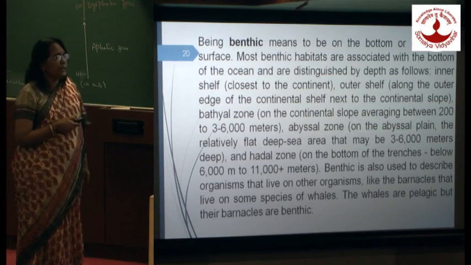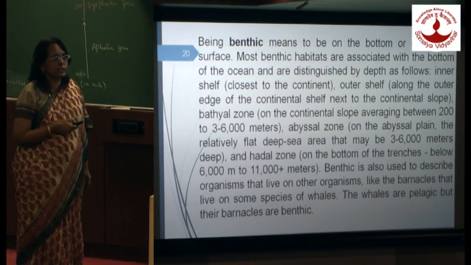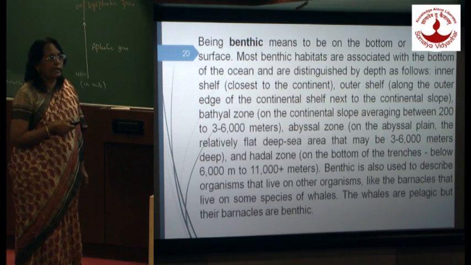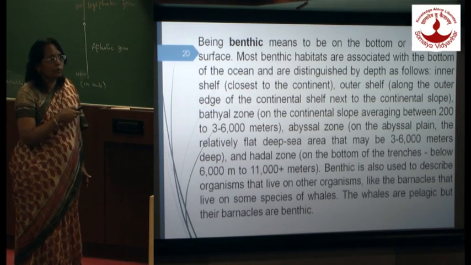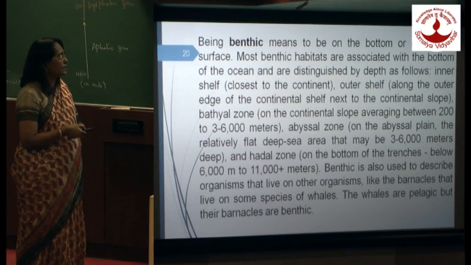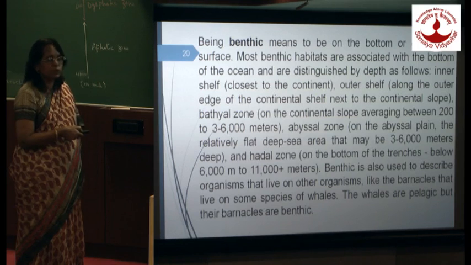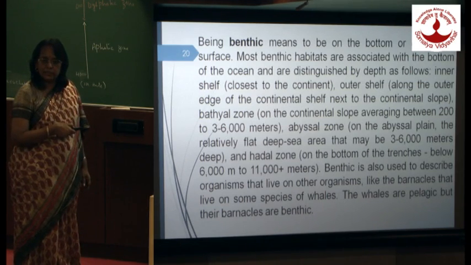Now, being benthic means to be on the bottom or on solid surface. Most benthic habitats are associated with bottom of the ocean and are distinguished by depth, either inner shell or outer shell. Okay. Now, these are all benthic. Now, benthic is also used to describe organisms that live on other organisms, like barnacle that live on some species of whale. Alright. Now, it's something wonderful. These whales are pelagic. Barnacles are benthic, but they are on whales, so they get a right to go up also.